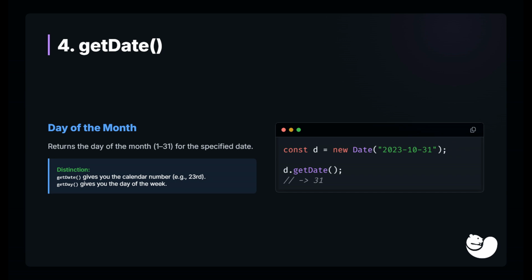You will use getDate whenever you need to display the specific date on a calendar UI, check if a billing cycle has ended, or calculate the number of days remaining in a month. It handles the variance in month lengths automatically, so you always get the correct calendar integer for the date object's stored moment. Just remember, getDate gives you the date, as in the 23rd, not the day, as in Wednesday.